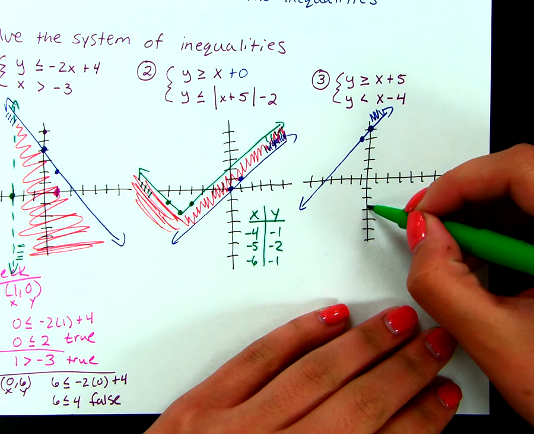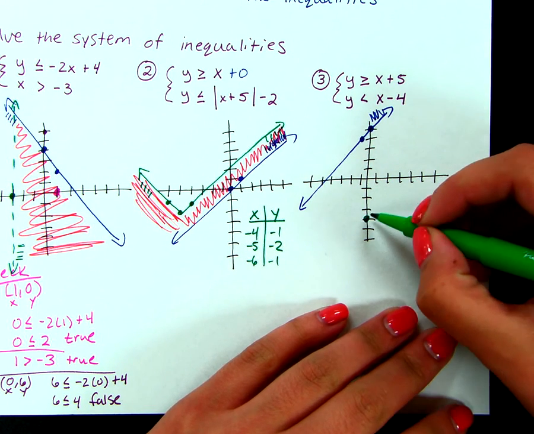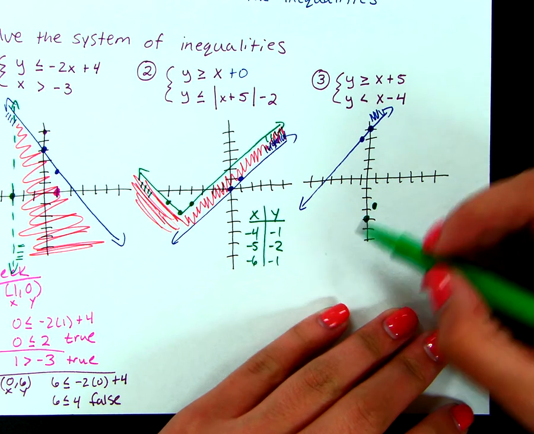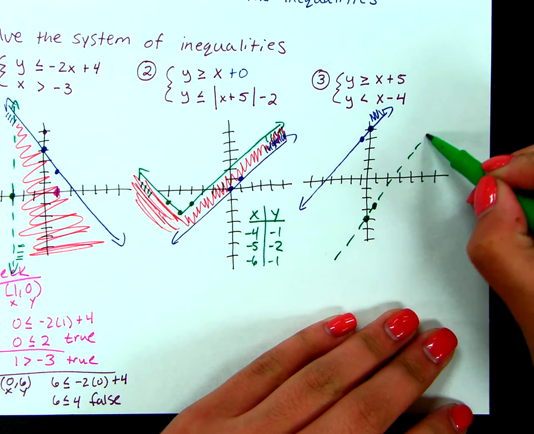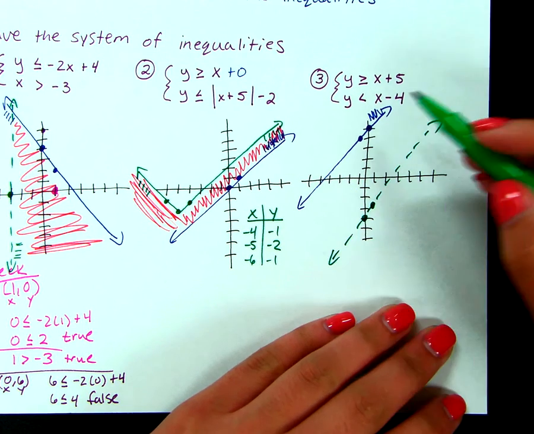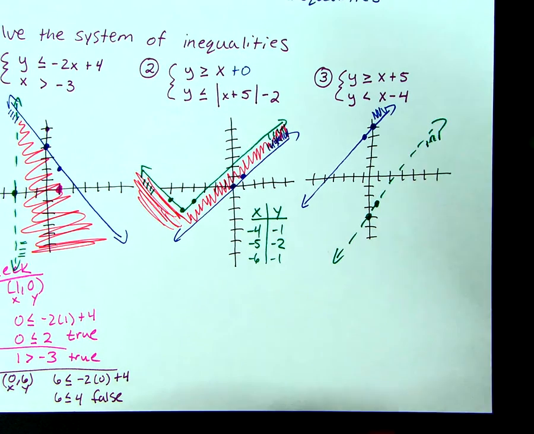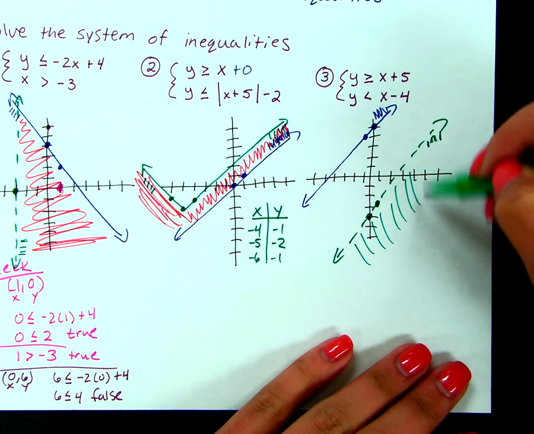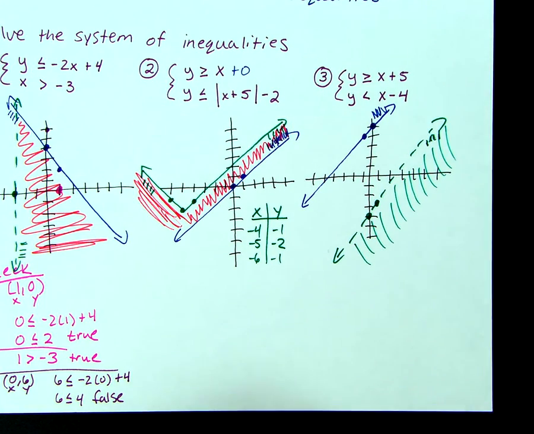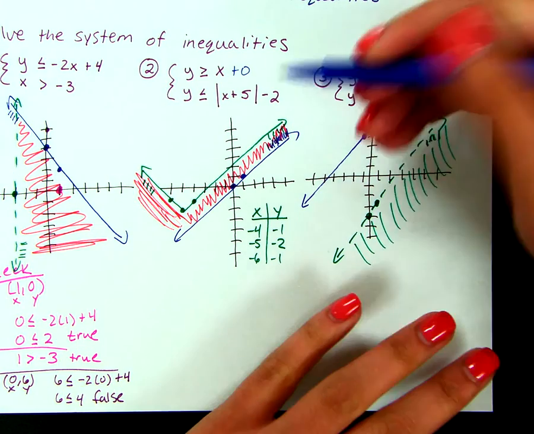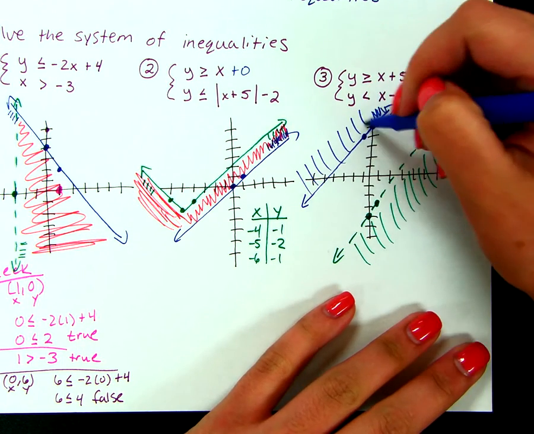So 1, 2, 3, 4, and then up 1 over 1. Again, this is going to be a dotted line. And less than, so here. All right, so when I look at this, I'm going to make my shading a little bit bigger. So it's everything below the green line and everything above the blue line.